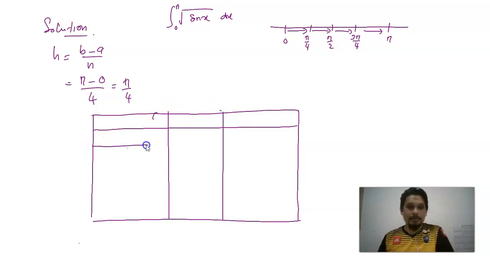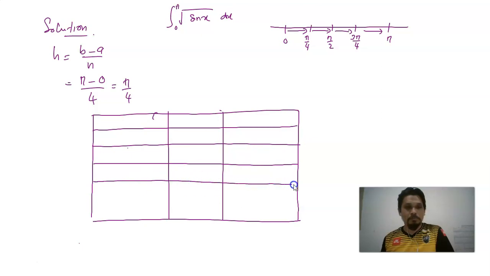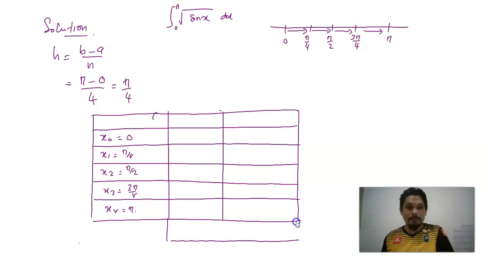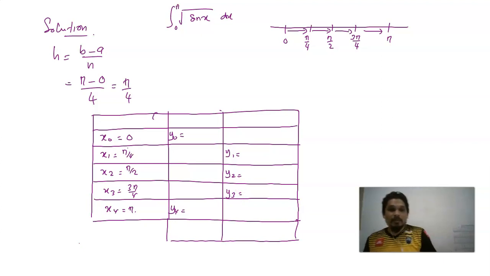Okay, now x0 equals 0, x1 equals pi over 4, x2 equals pi over 2, x3 equals 3 pi over 4, and then x4 equals pi. Okay, so add another column here. Now for y0 until y4, this is y1, y2, y3. So I'm not going to find the solution of this one by one.